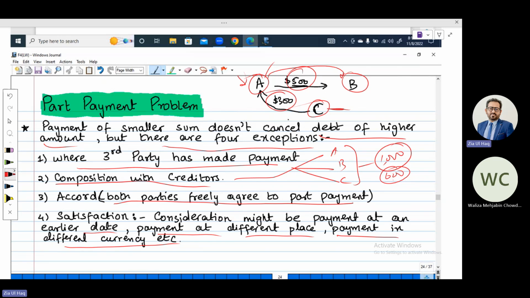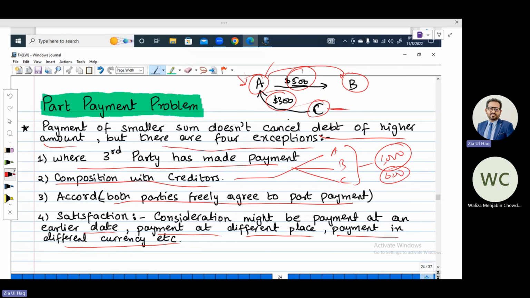This means satisfaction. Consideration might be payment at an earlier date, payment at a different place, meaning pay me at my house, deliver to my house, or payment in a different currency, or pay me in dollars instead of 500, give me 300 value in dollars. So in that case, a smaller amount can cancel the larger debt.